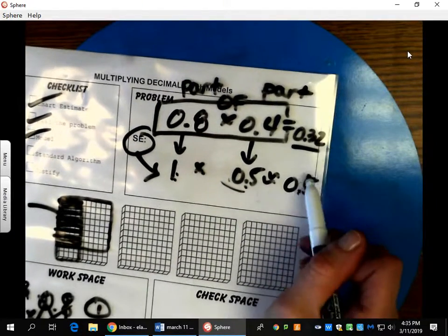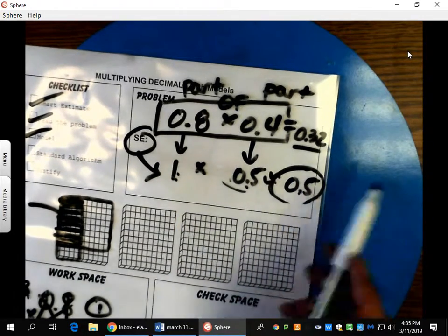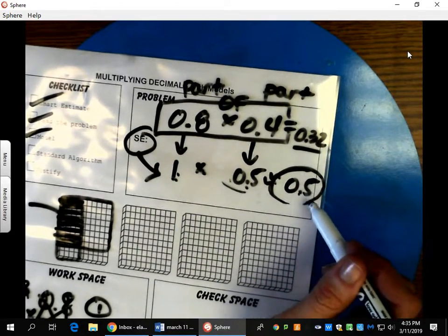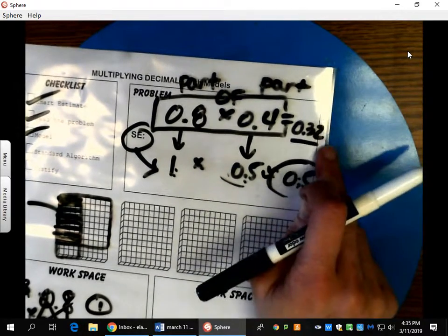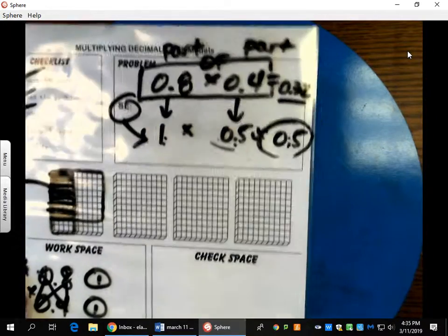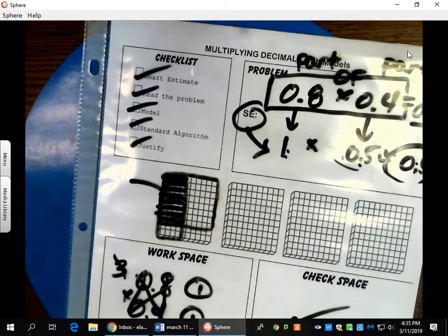And wait a minute. My smart estimate was half, or 5/10. Think about it like money, is 50 cents close to 32 cents? Yeah, that's pretty darn close. So my answer is justified and reasonable.